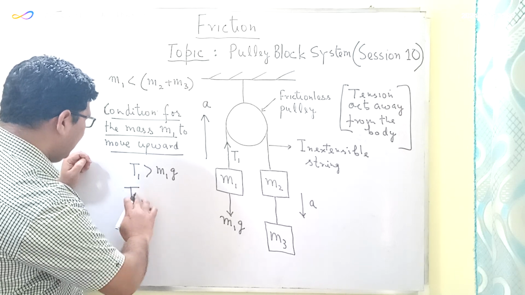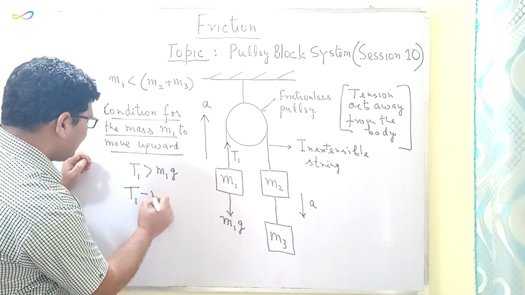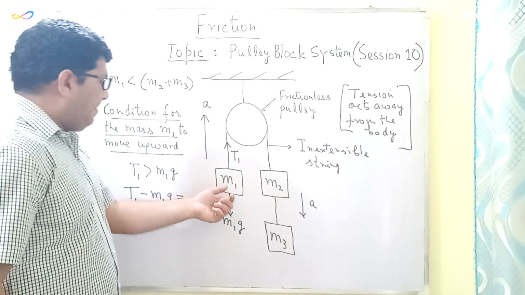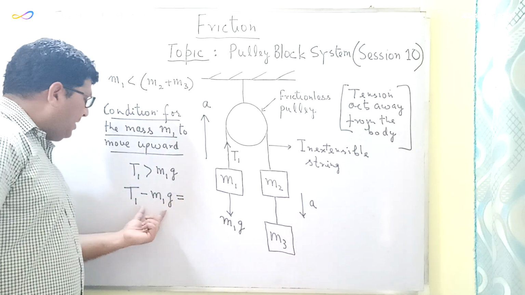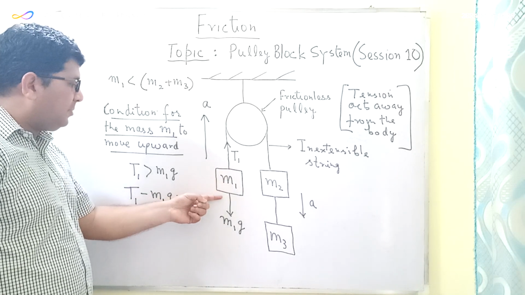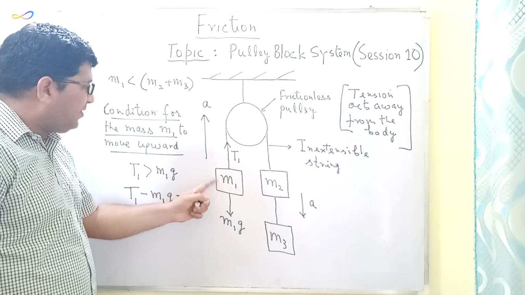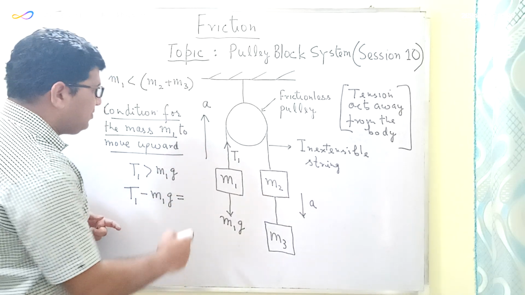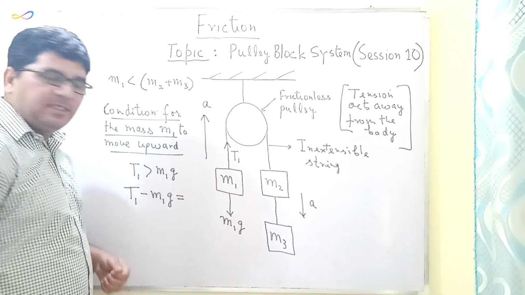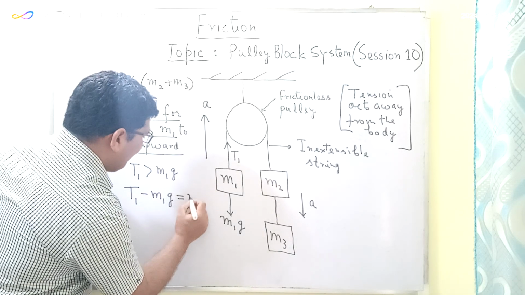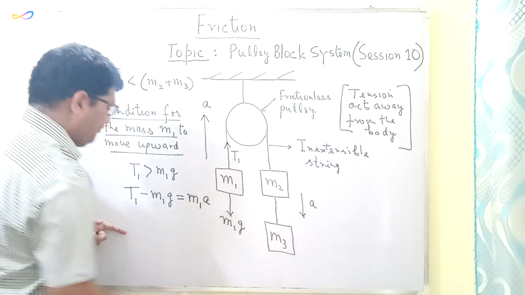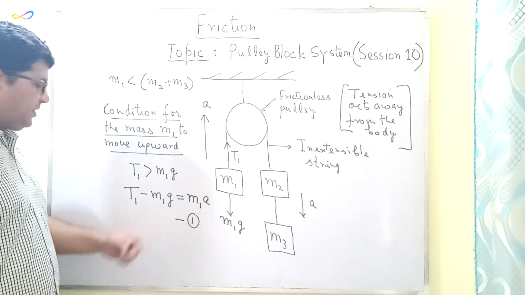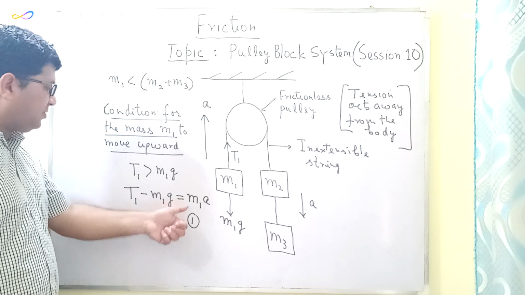That will be equal to T1 minus m1g. This is the net force acting on the body of mass m1 in the upward direction, and it will be equal to, we know that force is equal to mass into acceleration. Here the common acceleration is a and the mass is m1, so m1 into a. So this is the first equation which I have got: T1 minus m1g is equal to m1a.